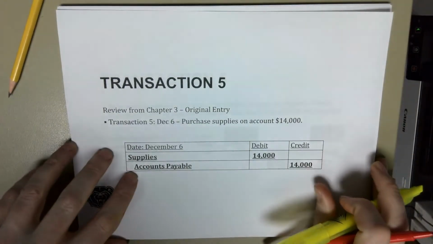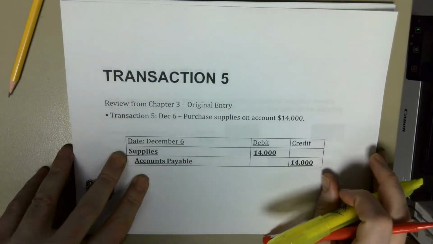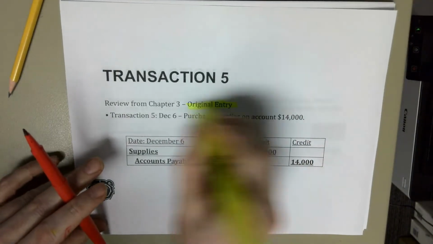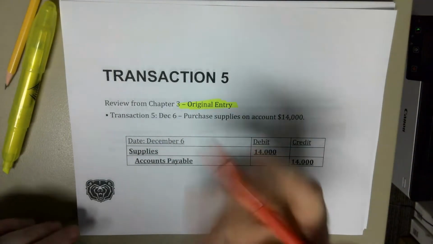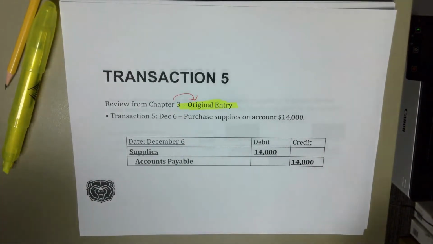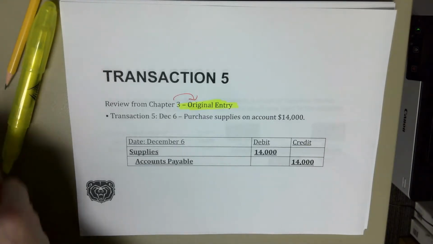All right, so let's just keep things rolling here on transaction 5. Remember, I just want to point out again, this was chapter 3. This is a review from chapter 3. This is the original entry, right? So this is what we did. I'll repeat it. This is what we did in chapter 3.